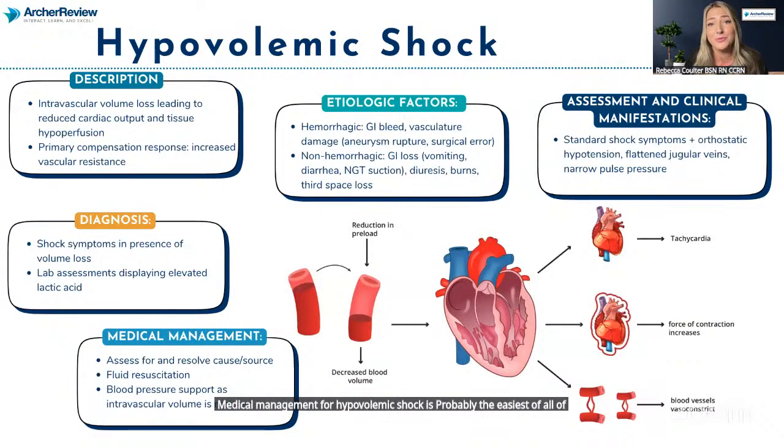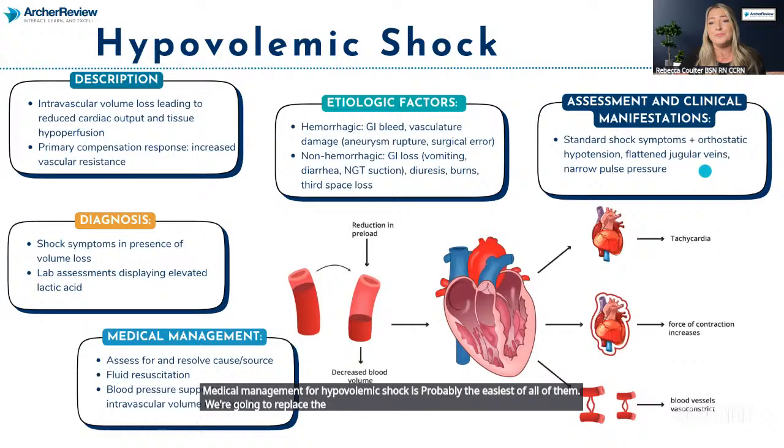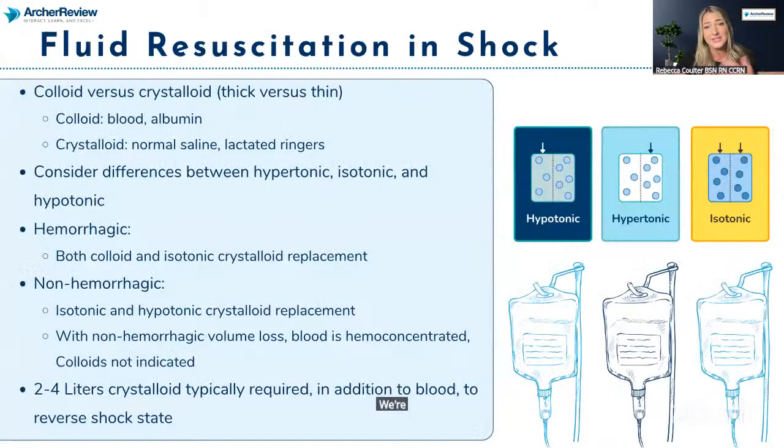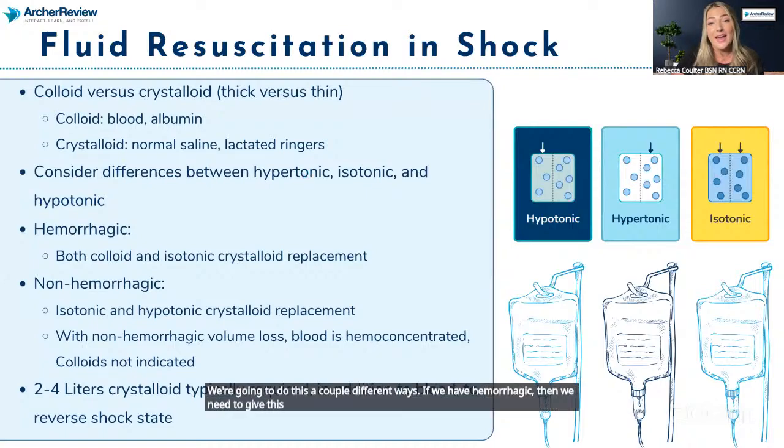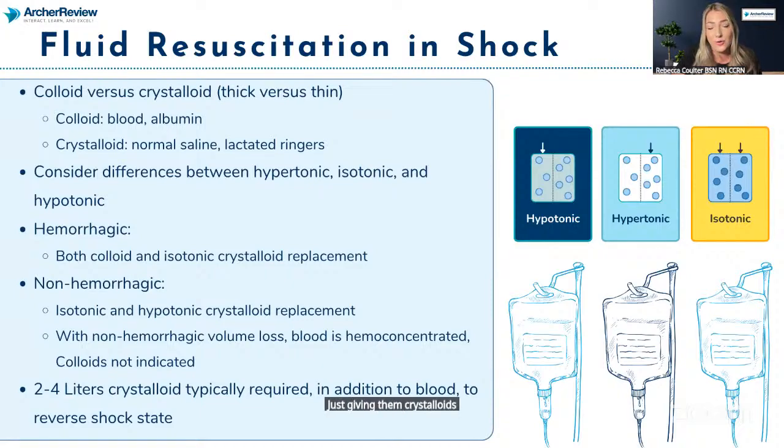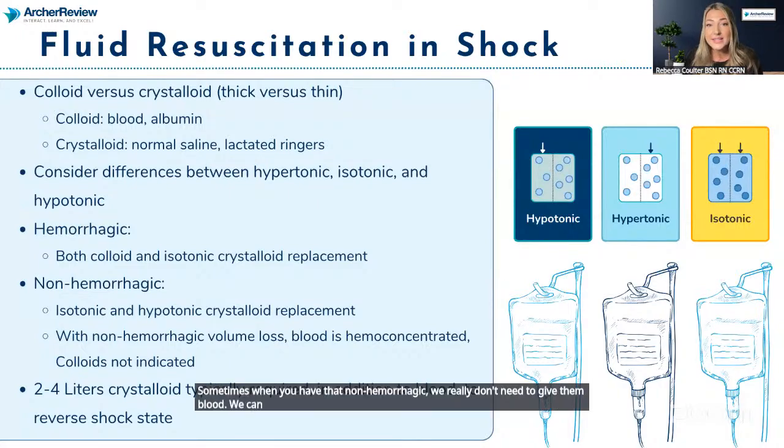We're going to replace the volume. We're going to do this a couple different ways. If we have hemorrhagic, then we need to give this patient some blood. Just giving them crystalloids, IV fluids is not going to be sufficient. Sometimes when we have that non-hemorrhagic, we really don't need to give them blood. We can start off with some isotonic or hypotonic even crystalloid replacement.